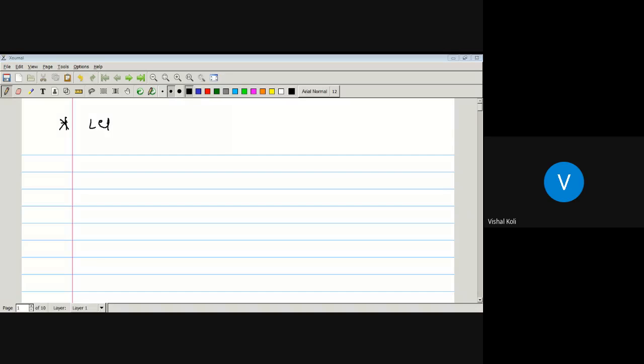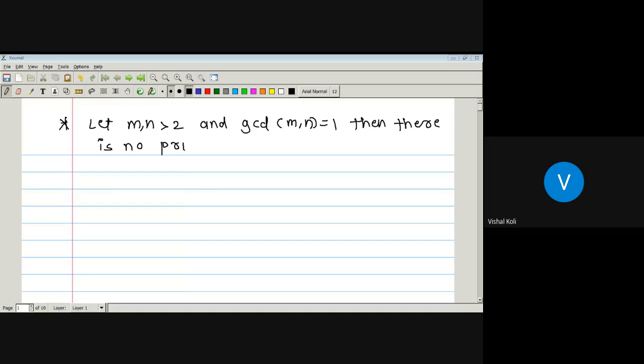Let m and n be any two integers which are greater than 2 and GCD of these two integers m and n is equal to 1, then there is no primitive root modulo m into n.